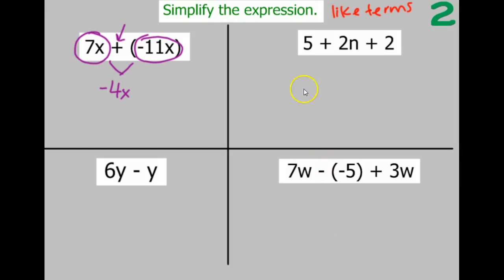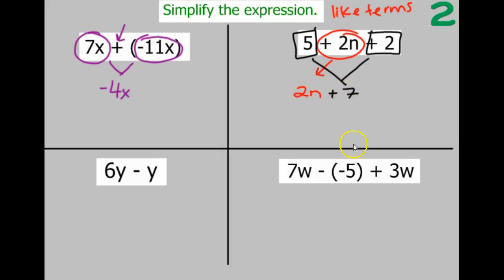Let's look at the next one here. Combining our like terms, I always like to look for the ones with the letters first. This is the only one with a letter. There's nothing we can combine it with, so it's just 2n. And then here we have a 5 and a positive 2. Those are also like terms because they're just numbers. Our constants, 5 plus 2 is 7. So our answer would be 2n plus 7.